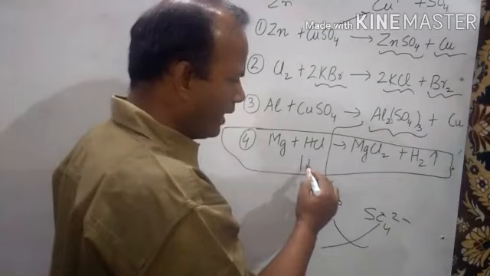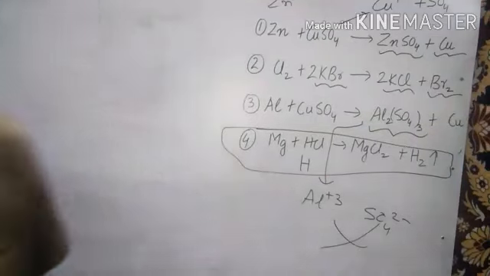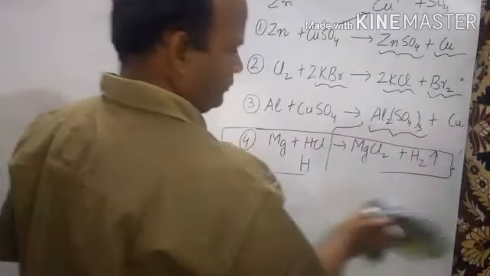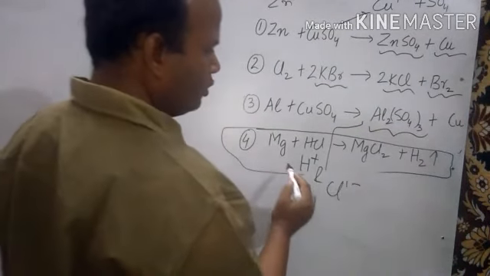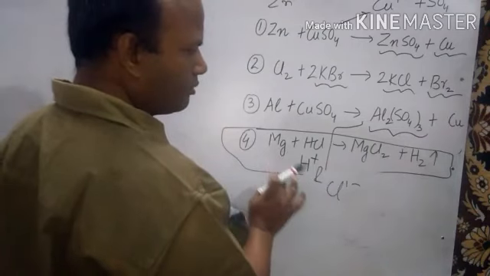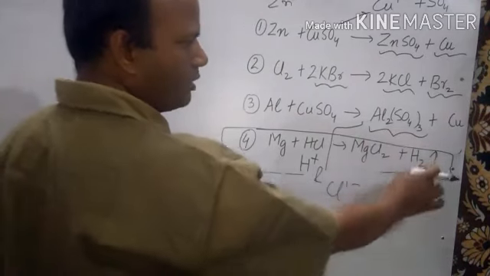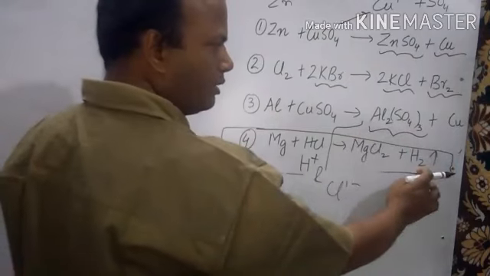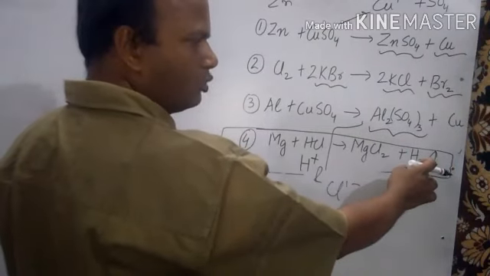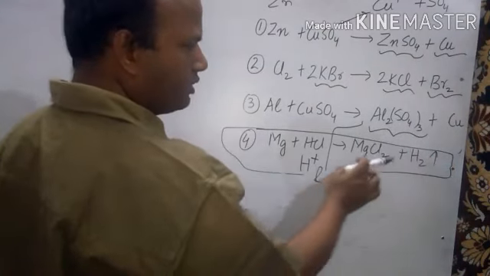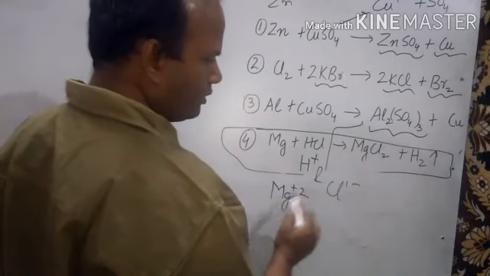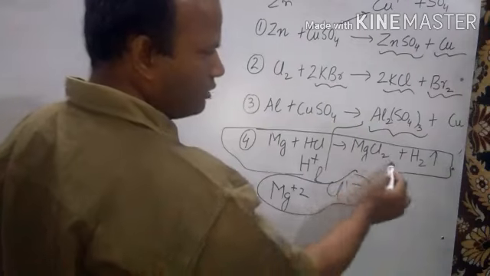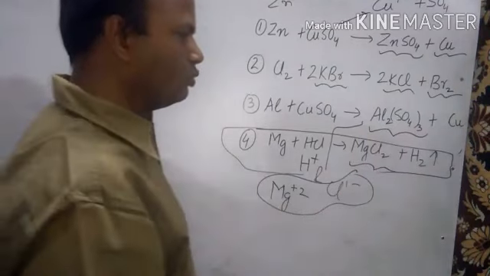So hydrogen is here in the form of H plus and Cl minus. So magnesium takes the place here. H is displaced, so H again being reactive will form H2, and MgCl2, because the valency of magnesium is +2, so it reacted with this and formed MgCl2 and H2.